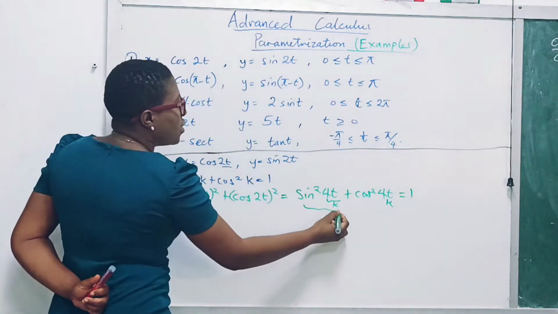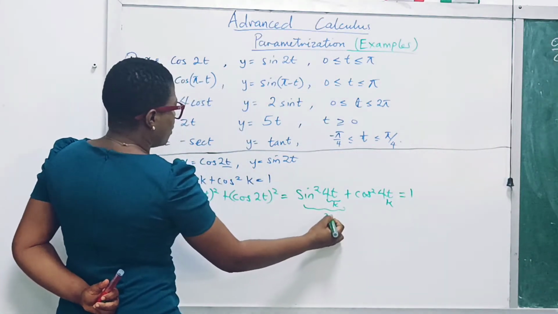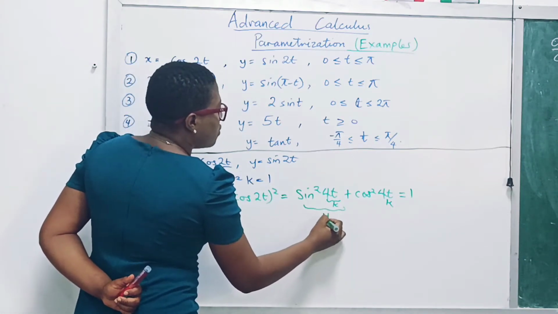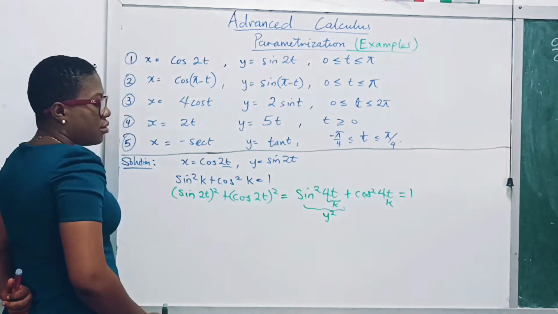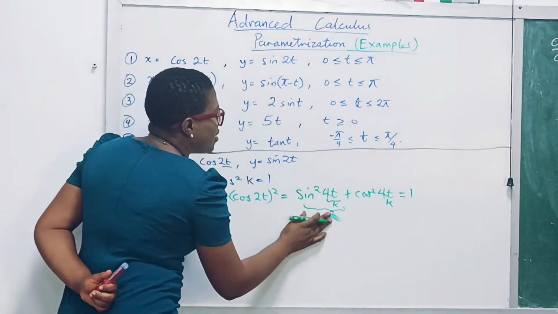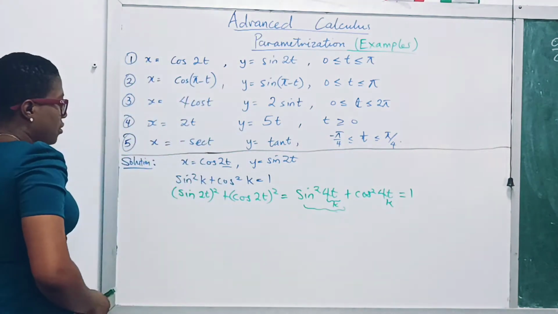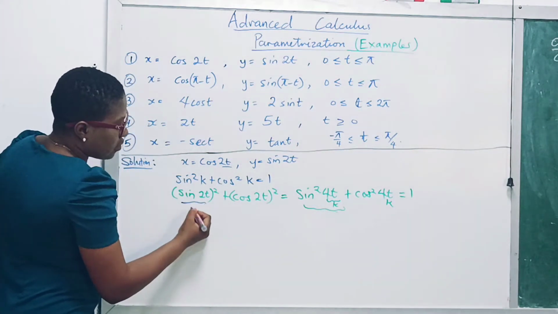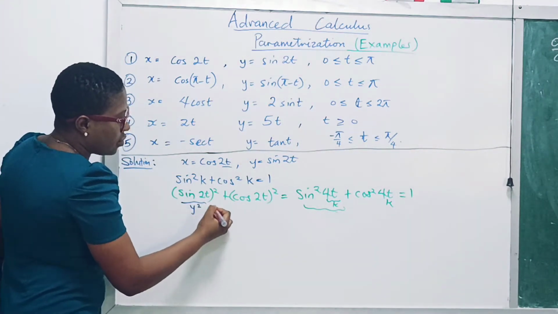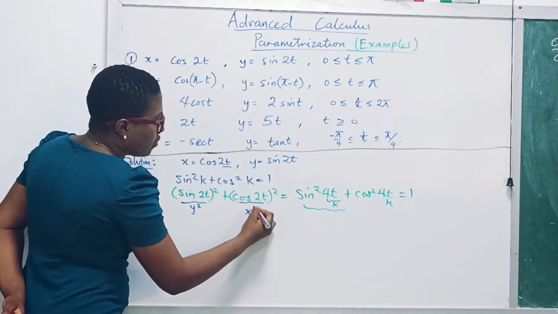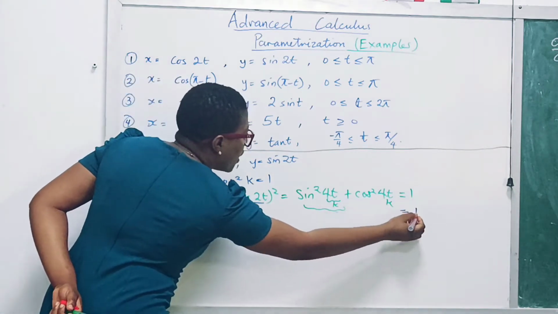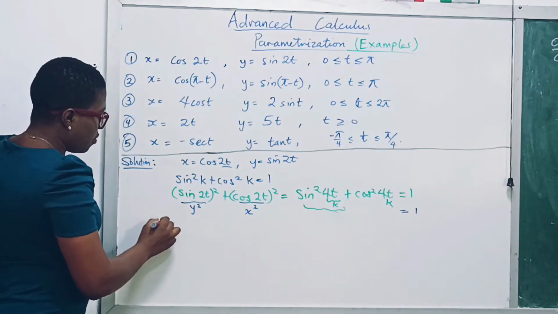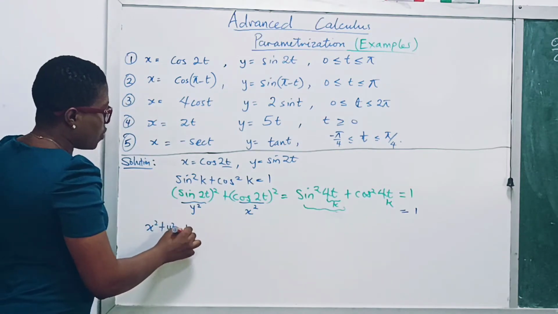But this whole thing is x. Is what? Y. It's y, not x. So this whole thing is y squared. Okay. To see it clearly, see it at this side. This thing is y squared. Here is x squared is equal to 1. So the equation we have here is x squared plus y squared is equal to 1. It's still a circle.